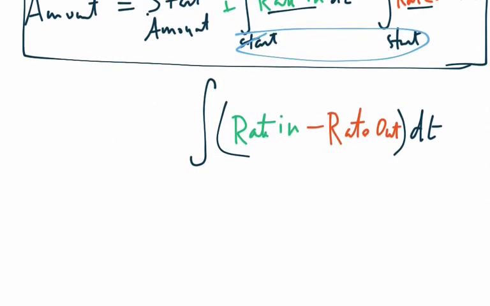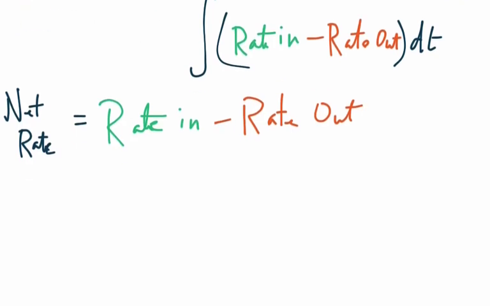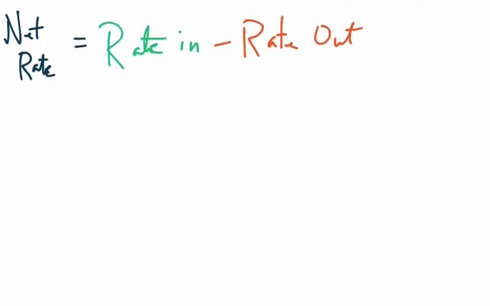That being said, this quantity here, this idea of the rate in minus the rate out, we can call that the net rate. Notice I'm going to call it the net rate and not the total rate, because total would imply integral, whereas net sort of implies what's the difference between the rate in and the rate out. And so now we can actually answer a few questions.